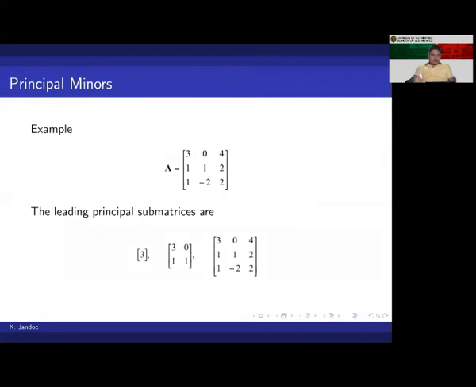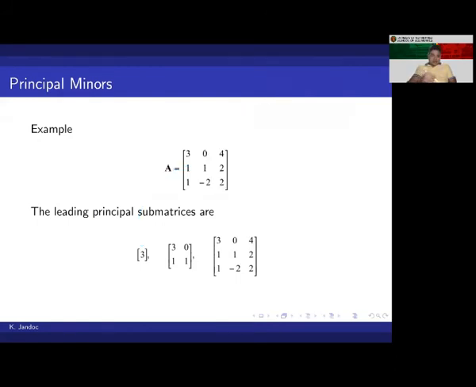Now, to get the leading principal submatrices, for order 1, you must delete the last 3 minus 1, the last 2 rows and 2 columns. So when we delete the last 2 rows, row 2 and 3, and the last 2 columns, column 2 and 3, we're left with the matrix 3, which is the leading principal submatrix of order 1.